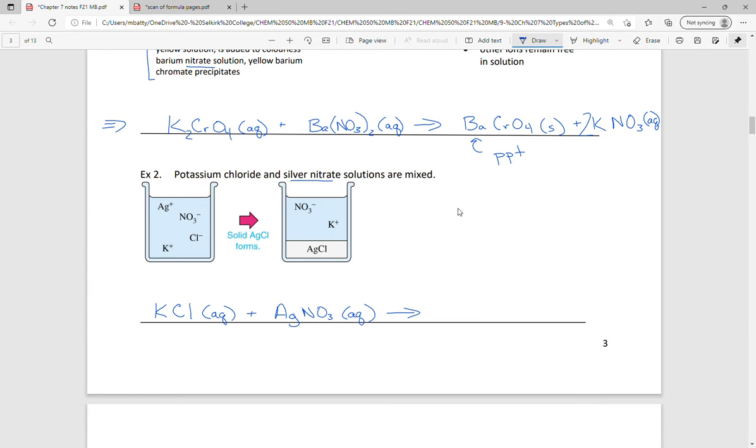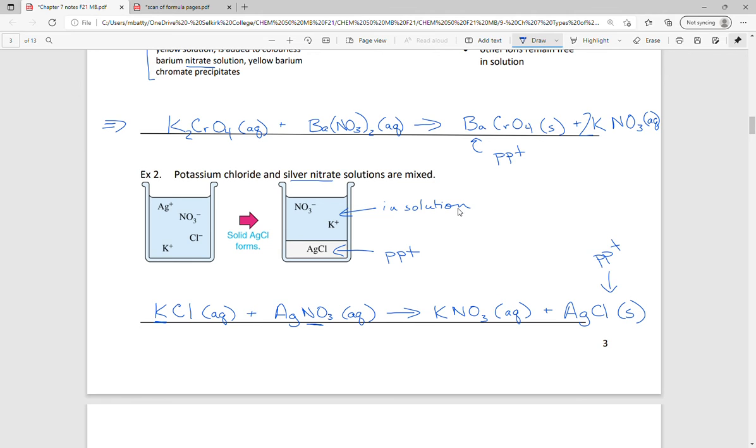And that's going to make, we're going to swap the partners here. So we're going to have potassium nitrate. And you can see that that's still in solution. The precipitate would be at the bottom of the beaker. And so our precipitate here would be a solid, and it would be AgCl. And again, it's the precipitate, so it gets the S put after the formula. And so that's kind of the nuts and bolts of a precipitate or precipitation reaction and illustrating this idea of a double displacement reaction.